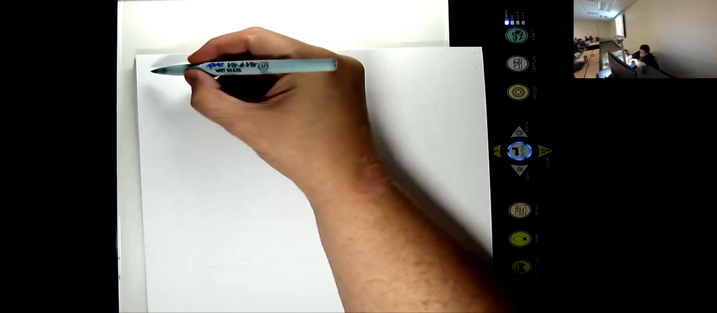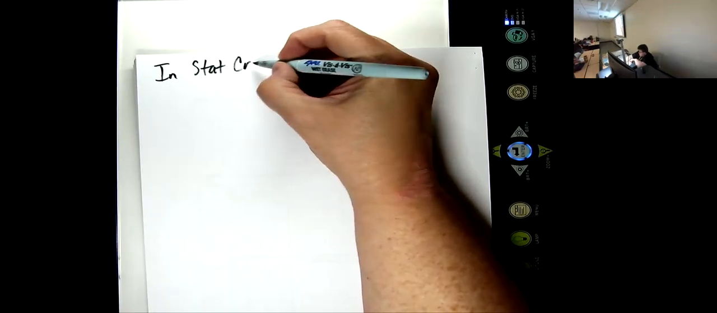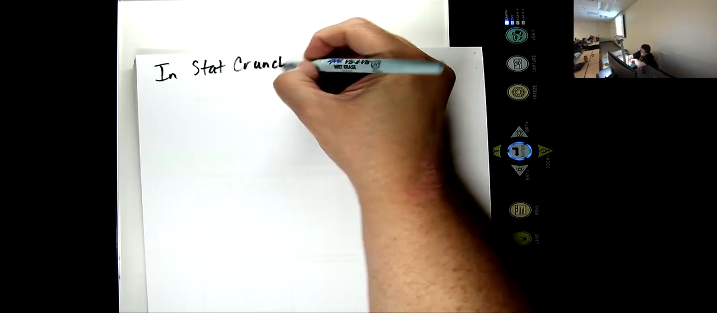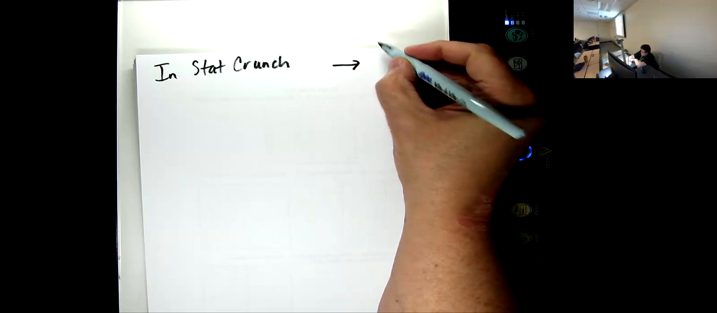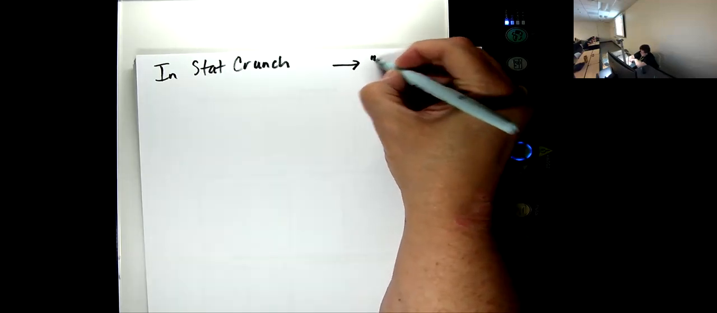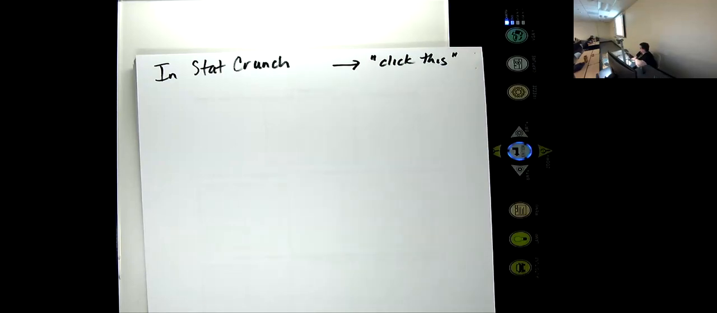When we're doing StatCrunch, I do this a lot. For me, when I put an arrow, that means click this. That's my notation for doing it, because there are drop-down menus and stuff like that.